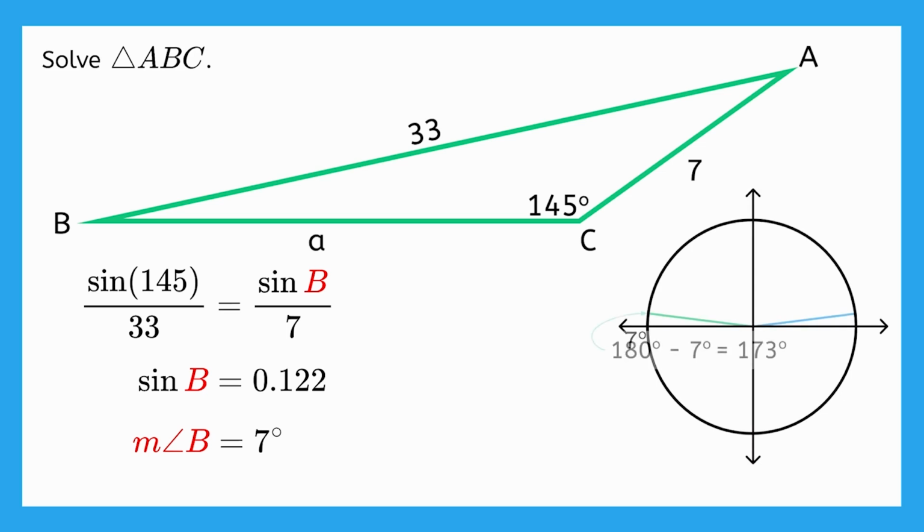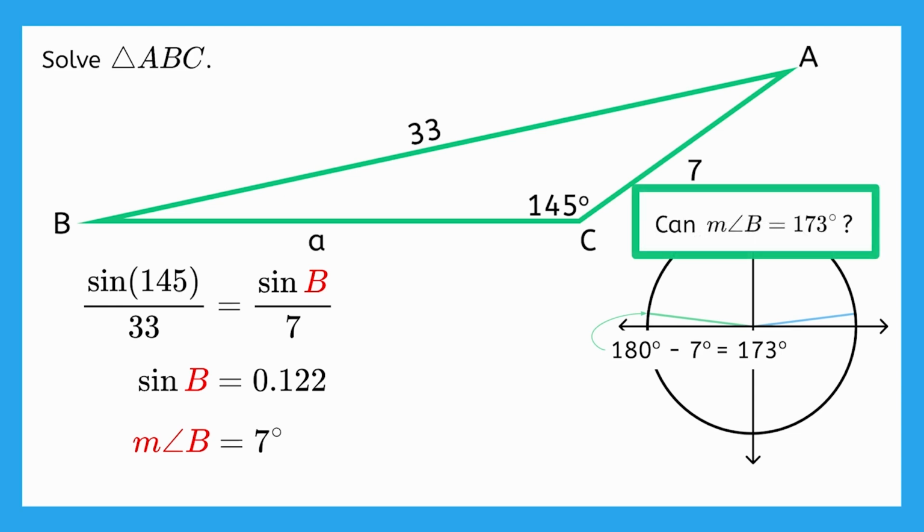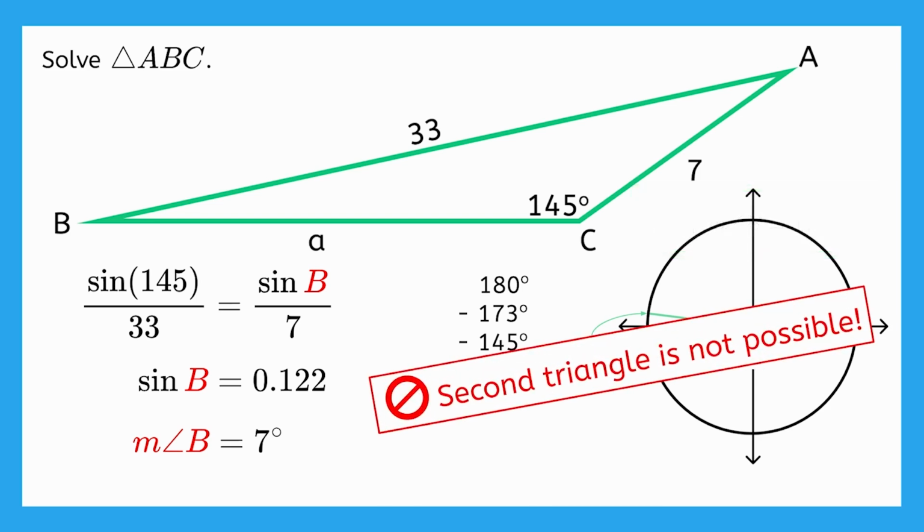Using 7 degrees as a reference angle, I subtract it from 180 to find the measure of angle B in the second quadrant with the same sine value, which is 173 degrees. Can we use this measure of angle B to create a second triangle? No. If the measure of angle C is 145 degrees and the measure of angle B is 173, angle A would be negative 138 degrees, which is not possible. So this second triangle is not possible.